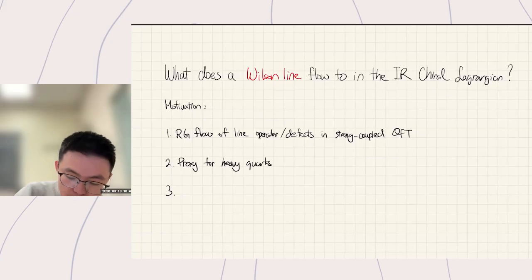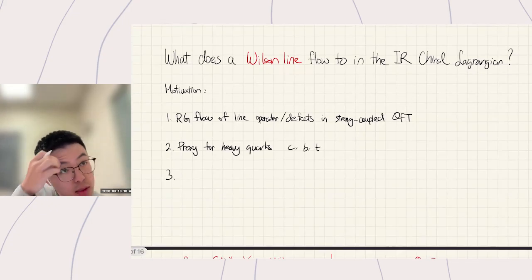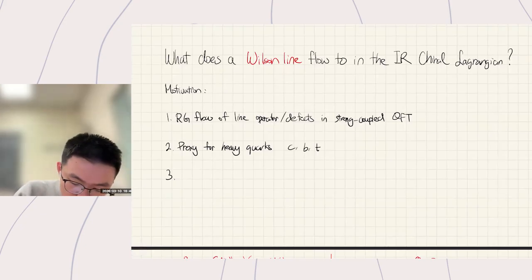Okay, so this includes, for example, the charm, the bottom, and the top. And the third reason why it's also interesting to understand Wilson lines in QCD is, in some sense, remote.